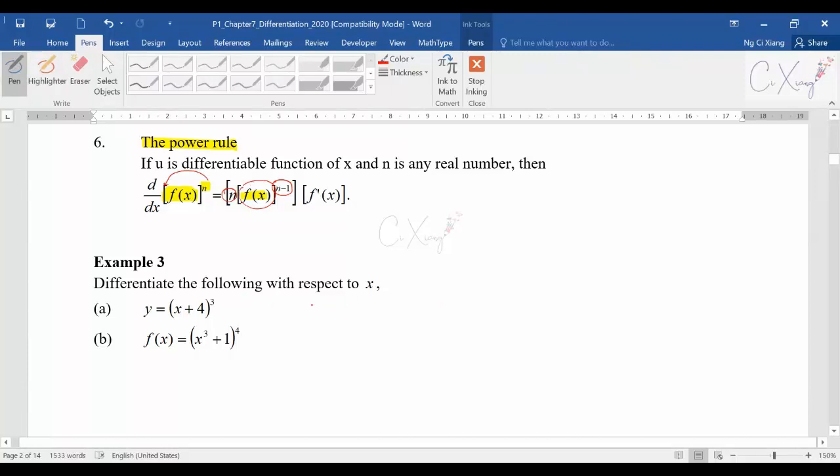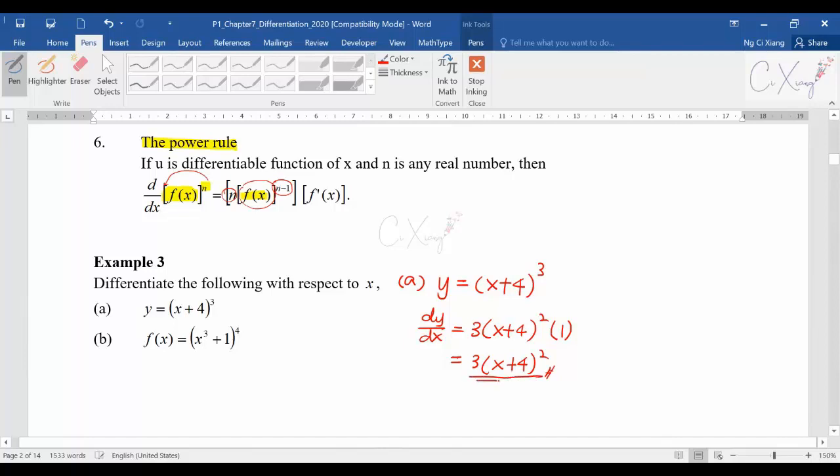Let's have a look at part A. They want you to get the differentiation for y equals (x plus 4) power 3. I believe you should know how to do it. To get dy dx, I put the power in front, copy the bracket, power 3 minus 1 becomes 2. And I differentiate the thing inside the bracket: differentiate x, I get 1; differentiate plus 4, you get 0. Therefore, you have a 1 here.